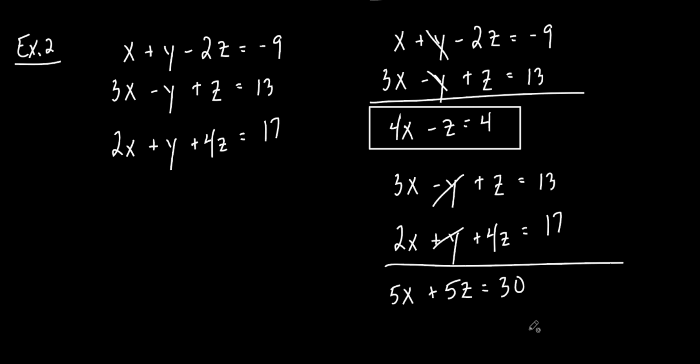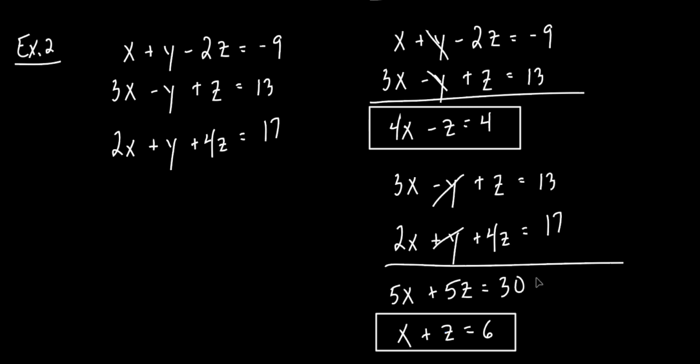You know what the first thing that popped in my head on this? I would divide everything by 5 just to make things a little bit easier for me. Would you agree? Yeah, so let's do that. You can do that in your head. If I divide everything by 5 here, what do I get? X plus z equals what? 6. You don't have to do that, but I think it just makes things a little bit easier for us.